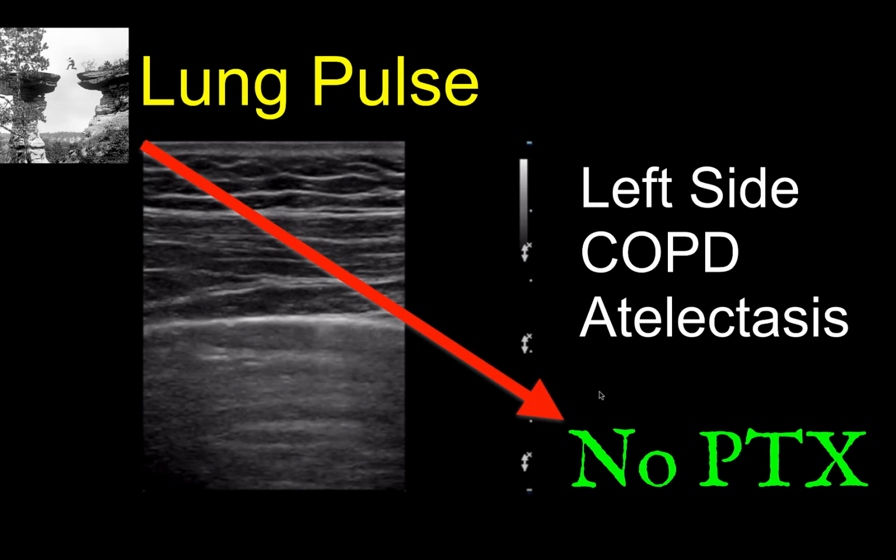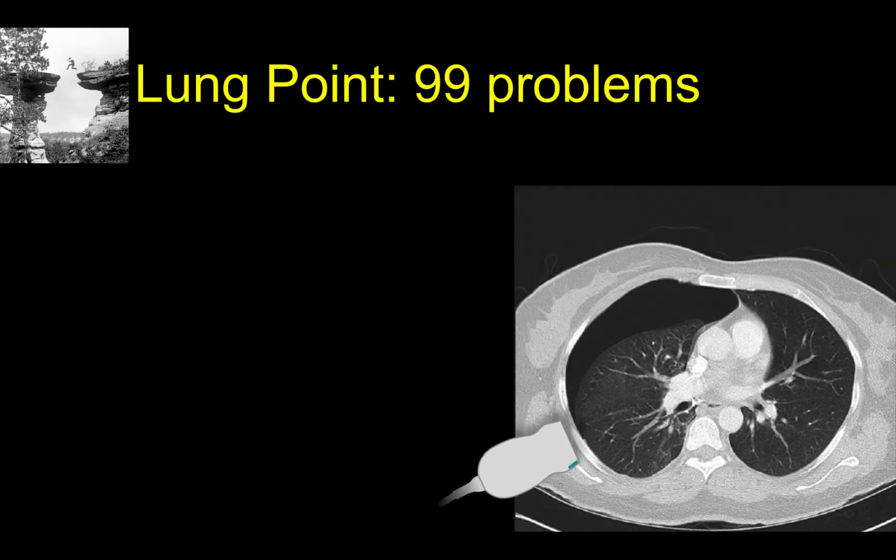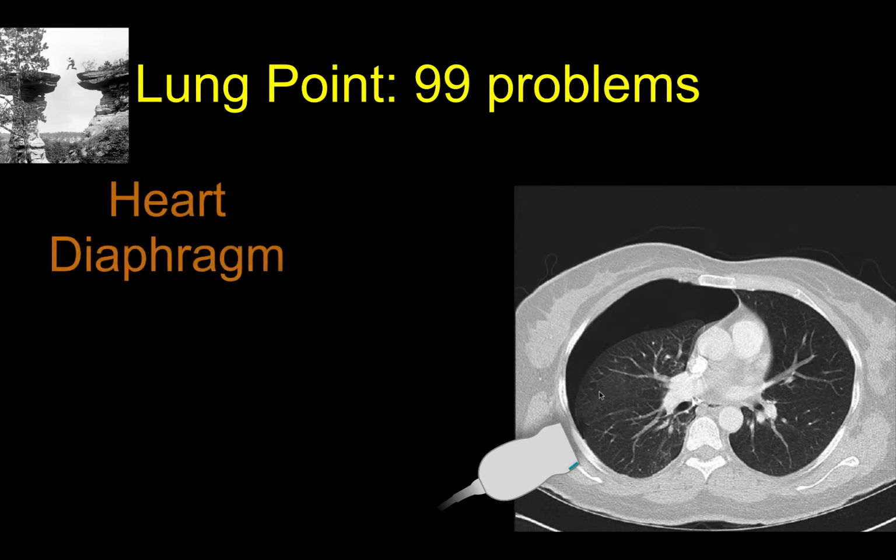Now, the biggest pitfalls have to do with this assertion that the lung point is 100% specific for pneumothorax. While this is true in studies looking at the appropriate clinical context, there are a number of things that can throw you off. The first is that the lungs can also be adjacent to other non-sliding organs, such as the heart or the diaphragm. And if you aren't cognizant of where your probe is positioned anatomically, you may be fooled by this interface. So pay attention to where your probe is physically.